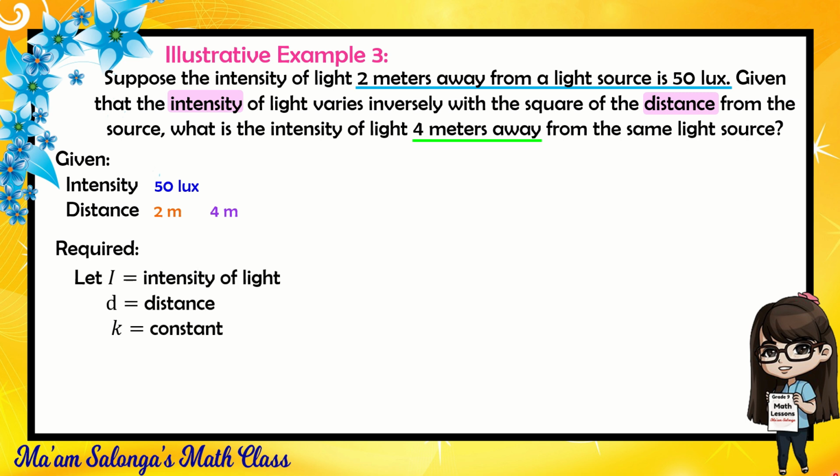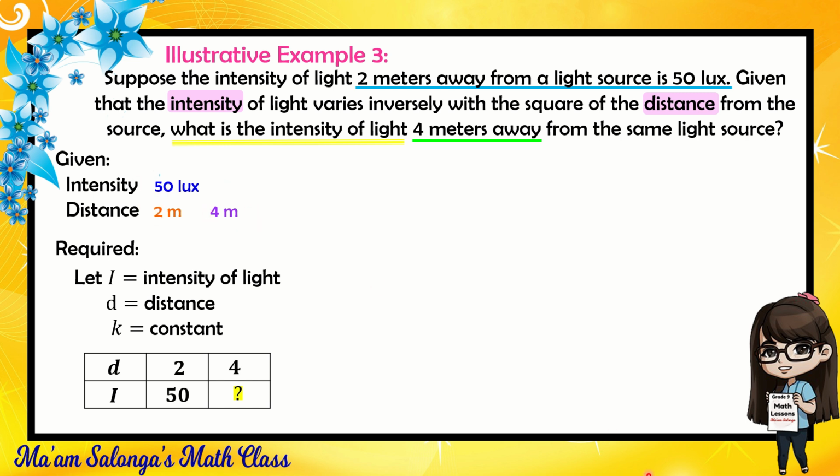Let capital I be equal to intensity of light, D be equal to distance, and K be equal to constant. Again, let's create a table. We will put I here because intensity is the dependent variable and D is the independent variable. Since the unknown is the intensity of light, we will put the question mark here. We will just input all the givens that we noted kanina. So we have 2, 4, and then 50.